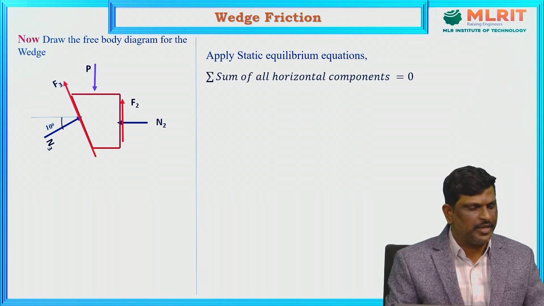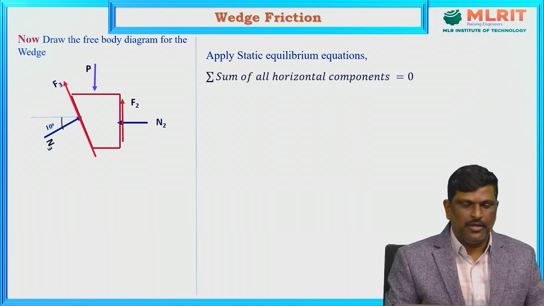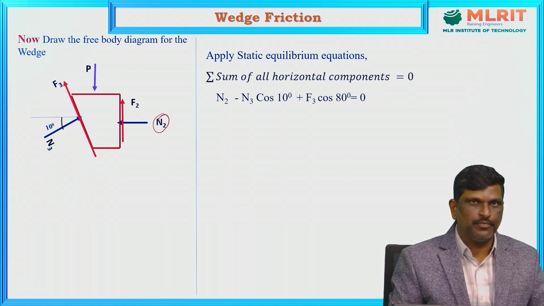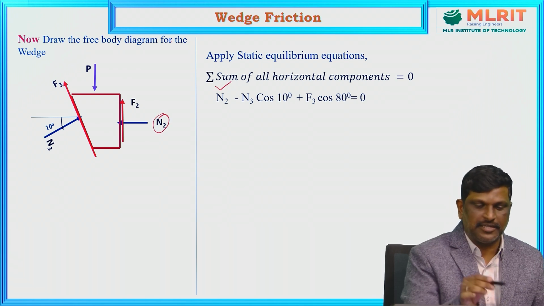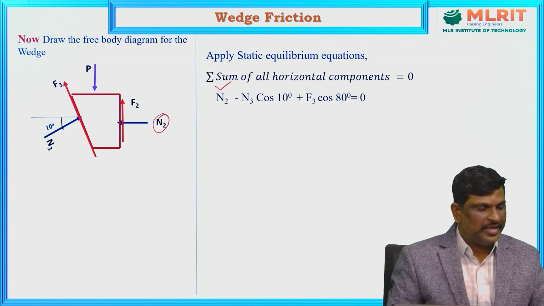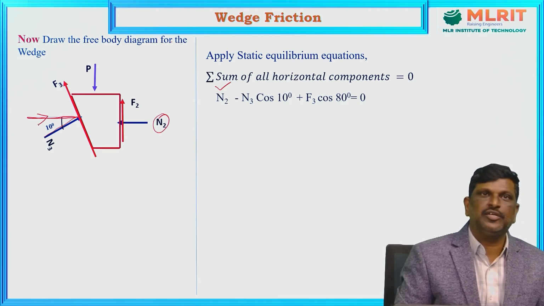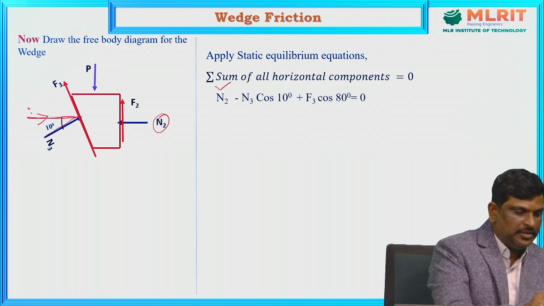Here there are so many horizontal forces. Look at this N2. N2 is purely horizontal, we can take it directly. Now N3 is making an angle of 10 degrees to the horizontal, so it can be resolved into two components.